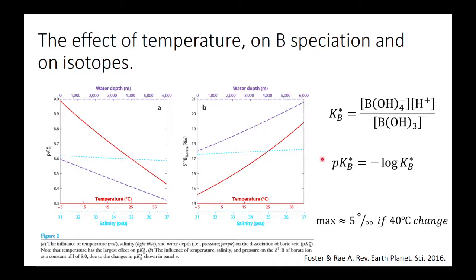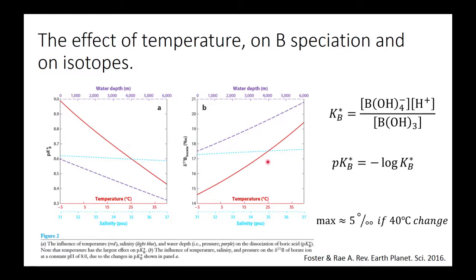Changing salinity is basically changing the total concentration of some of these species. Changing pressure, so changing water depth, also has an effect, because there's a small pressure effect. What the graph on the right is showing is the effect of those changes in the equilibrium constant, the pKb, on the final isotopic composition of the borate ion. You can see again that temperature has a really big effect, as does pressure, and salinity has a very small effect.